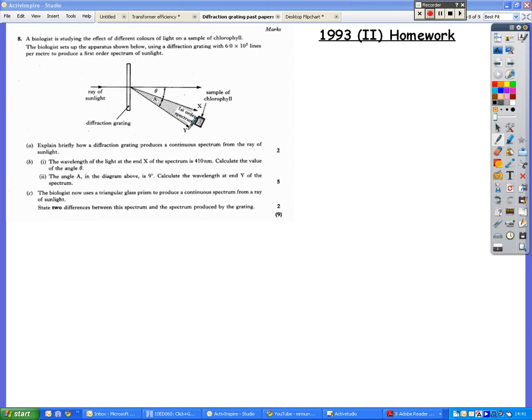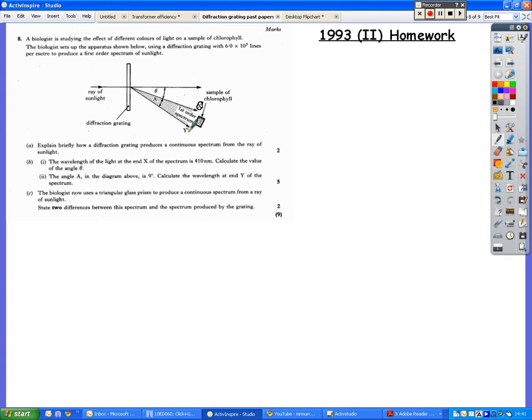At position X on the screen here, violet light waves have interfered constructively to produce a band of violet. So we can see the light, so it must be constructive interference. So all the violet light has interfered constructively to produce a bright band.